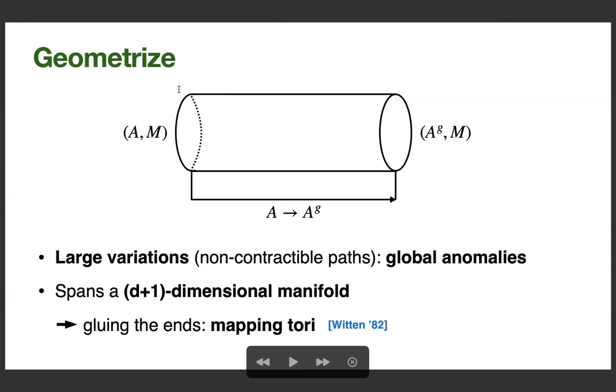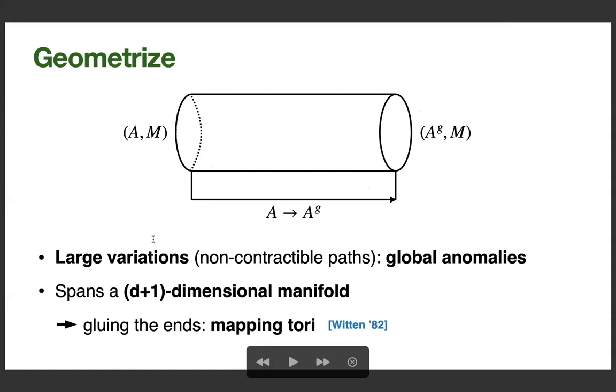So we set our space-time manifold with our background connection on one side. This is just given by A, and M is just the space-time manifold. And then we start varying in configuration space along one direction essentially. So we go from A to A^g. Possibly there can also be diffeomorphisms on this side for the space-time manifold. And we end up with a gauge equivalent configuration A^g and M here. Okay, this is essentially nothing else but what I showed you before, but in a more geometric way.